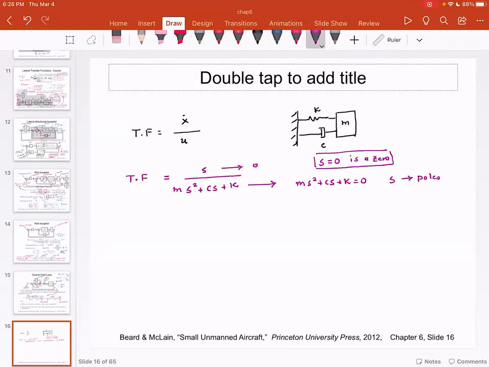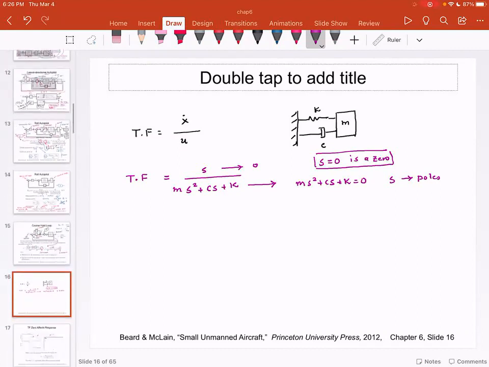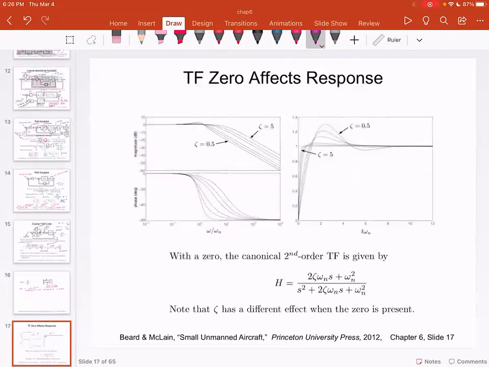Now, what is the implication of this zero? This zero is going to affect the output of the system in an interesting fashion. So I want to think about the variations in the frequencies. If you look at the zero, what that zero does is it attenuates or reduces the response when the frequencies are very close to zero.